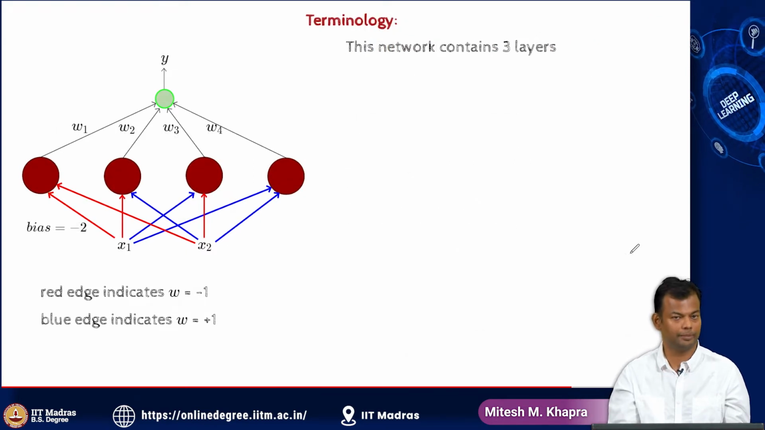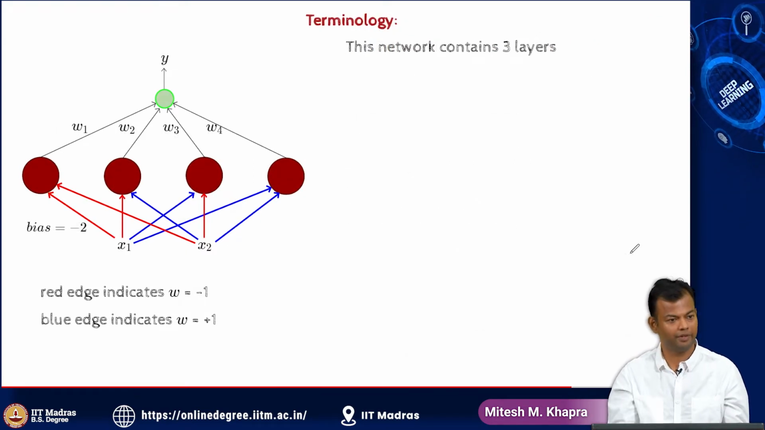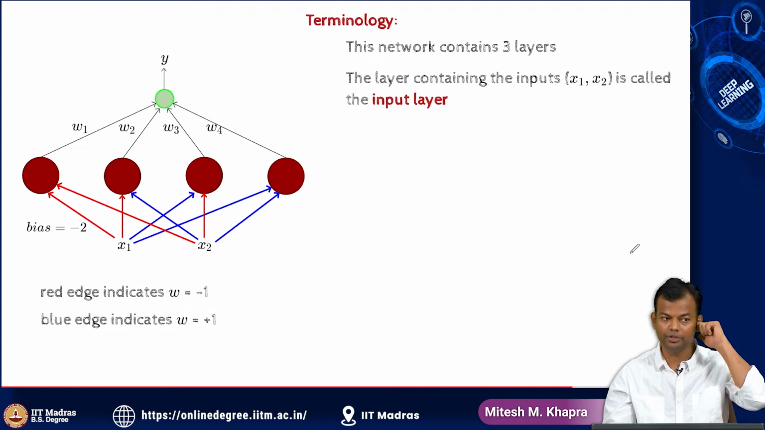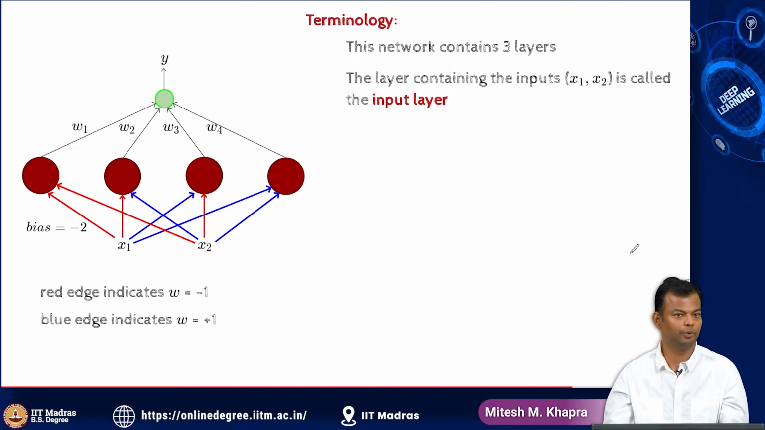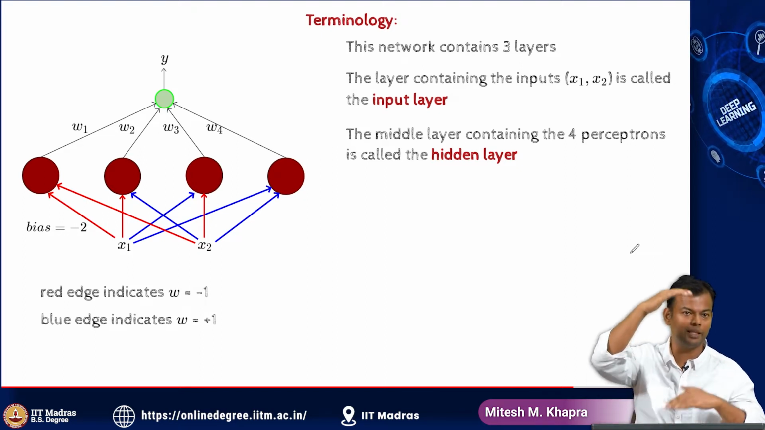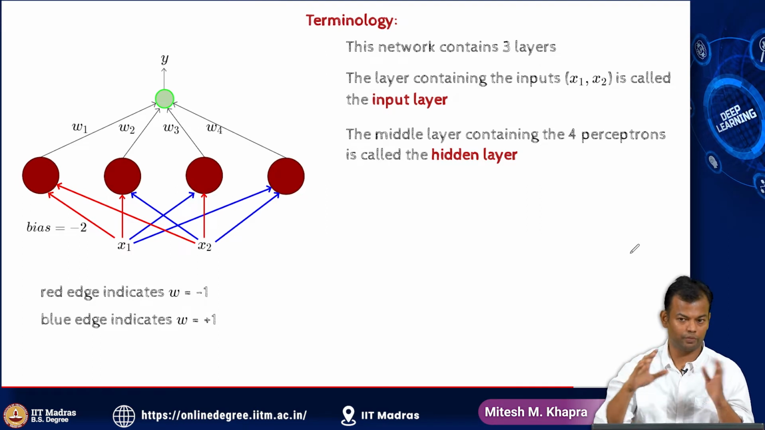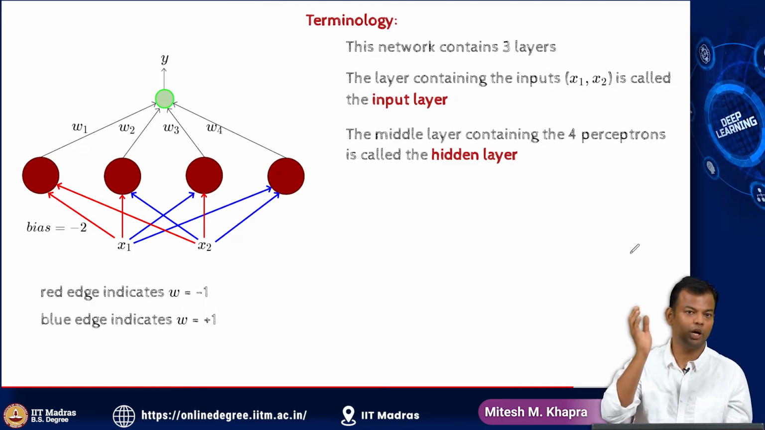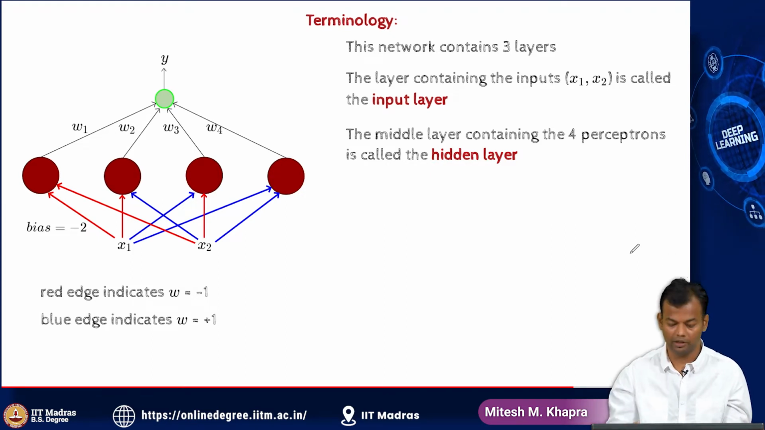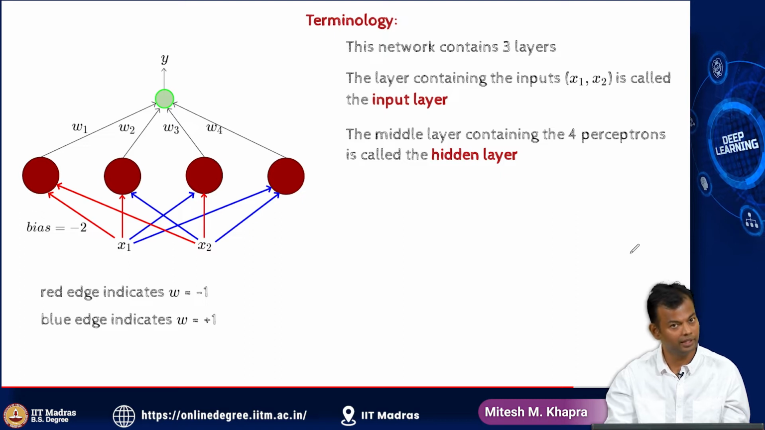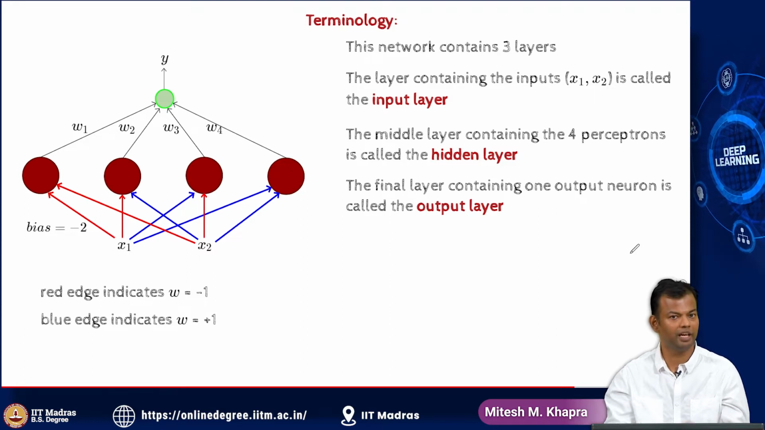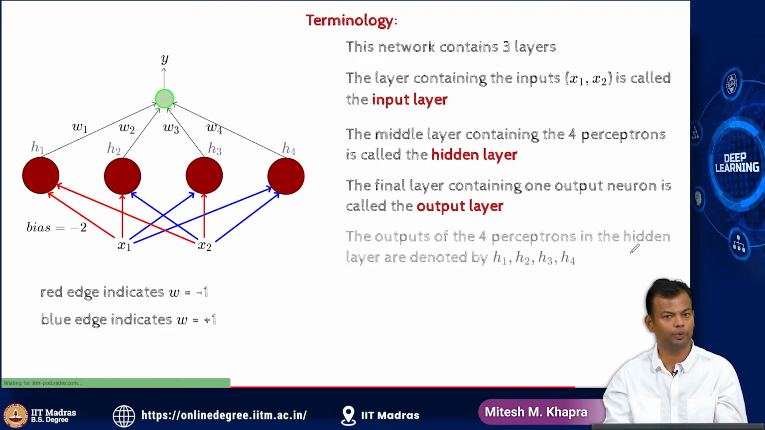Now I am going to introduce some terminology, and this terminology is going to stay with us for the rest of the course. This network contains 3 layers. The layer containing the inputs is called the input layer, so x1, x2 is the input layer. Then the layer containing the 4 perceptrons is called the hidden layer, because it is between the input and the output, so it is not exposed to the outer world. I have something happening here which the outer world does not care about. I do not care about the output of these red perceptrons. I care about the output of the green perceptron. This is a hidden layer, and the output neuron is what forms the output layer. So I have 3 layers: input layer, hidden layer and output layer.